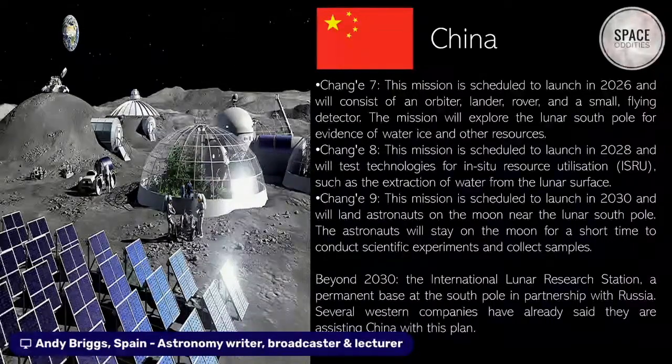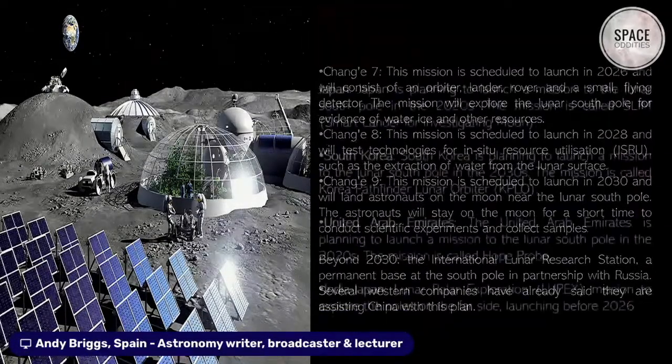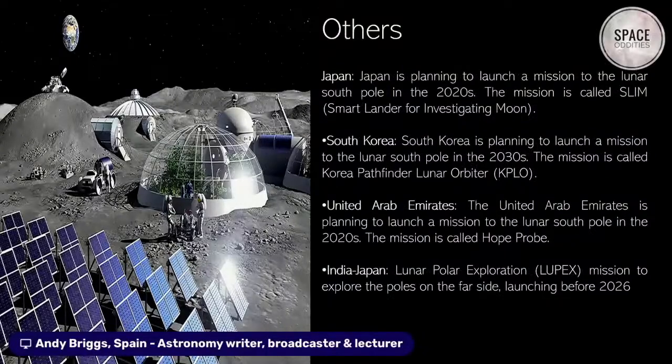So it's definitely a goer, although Russia's role in it is a bit in question now, especially after the Luna 25 loss this week. So we'll have to see what happens there. And of course, we'll keep you posted. Others, Japan is planning to launch a mission to the lunar South Pole in the 2020s. It's called SLIM. This is a much nicer acronym, Smart Lander for Investigating the Moon, which I like. That's short and sweet and to the point.